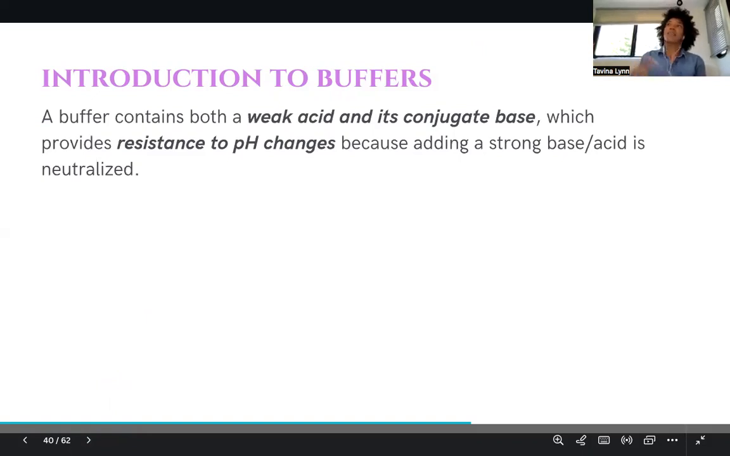And what is magical about a buffer is it provides resistance to pH changes, right? Because it's able to neutralize the strong acid or strong base when it's added. So this is why when we are working with the pH meter, we calibrate the meter using buffers at specific pHs, because they are resistant or resilient to pH changes. So we can be confident that the pH that the buffer is made at is its true pH, and it won't change much. So we can use it to calibrate our pH meter.